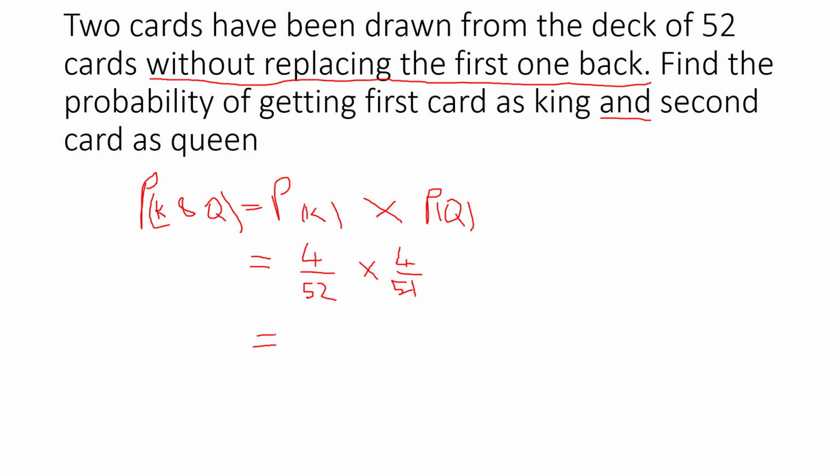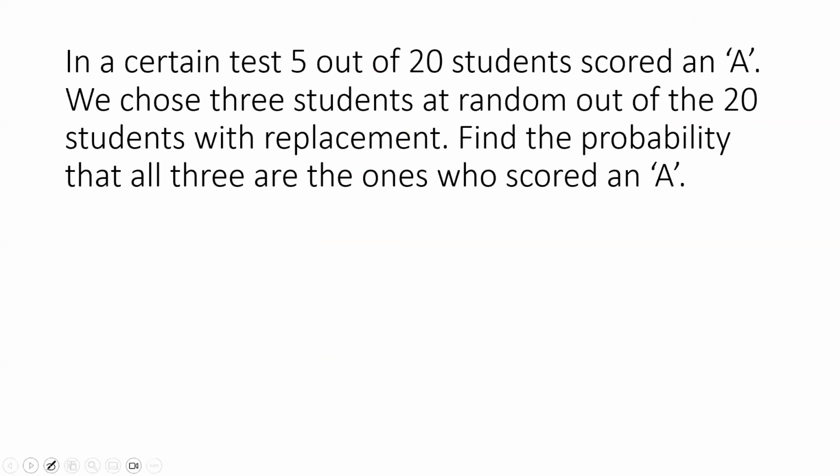And this makes it easier for you to do the calculation. So 4 times 4, I'm going to get 16. And then 52 times 51, I'm going to get 2,652. Then you can simplify that. Now let's look at one last one here.